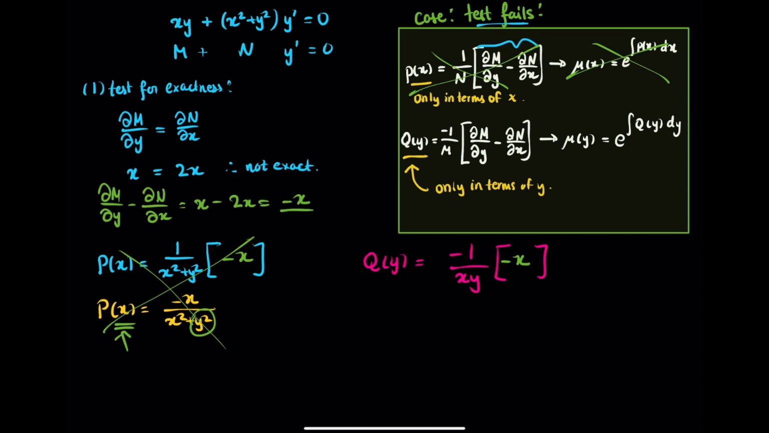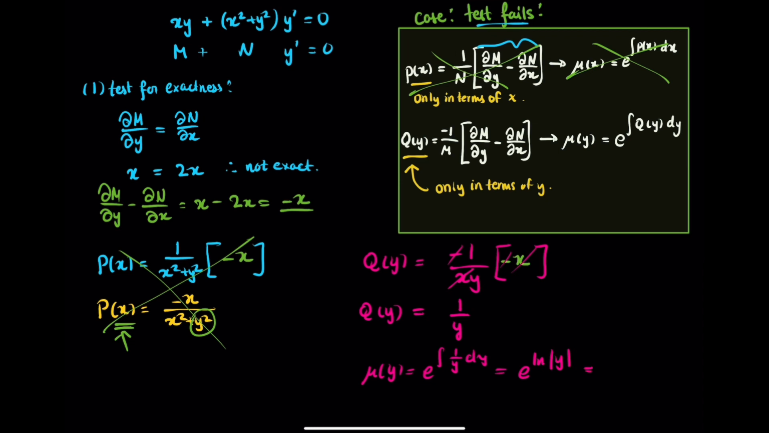And so as you can see, the x's will cancel out and the negatives will cancel out. So q(y) is just in terms of y, and this works, right? q(y) is just 1 over y. Excellent. So then mu(y) is e to the integral of q(y), which is 1 over y dy, and then e to the ln of the absolute value of y. And so there you go.